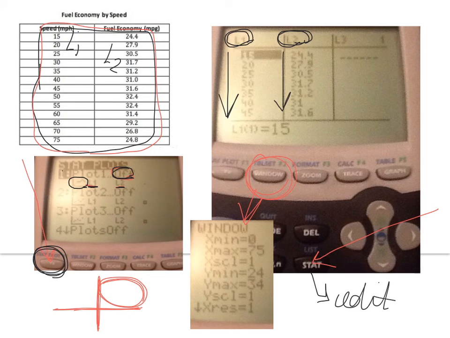So I did an x-min of 0 and x-max of 75, because that's right there. You could have done an x-min of 15, but I just had a little buffer there. My scale was 1, so I'm going by ones. Then a y-min of 24 and a y-max of 34. Okay, 24.4 is my smallest, and 32.4 is my largest.